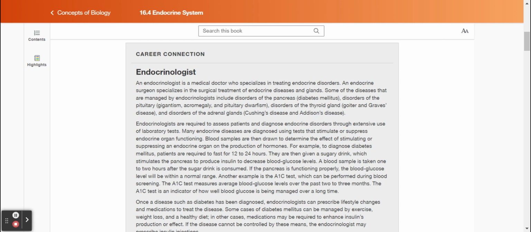Endocrinologists are required to assess patients and diagnose endocrine disorders through extensive use of laboratory tests. Many endocrine diseases are diagnosed using tests that stimulate or suppress endocrine organ functioning. Blood samples are then drawn to determine the effect of stimulating or suppressing an endocrine organ on the production of hormones. For example, to diagnose diabetes mellitus, patients are required to fast for 12 to 24 hours. They are then given a sugary drink, which stimulates the pancreas to produce insulin to decrease blood glucose levels. A blood sample is taken 1 to 2 hours after the sugar drink is consumed.